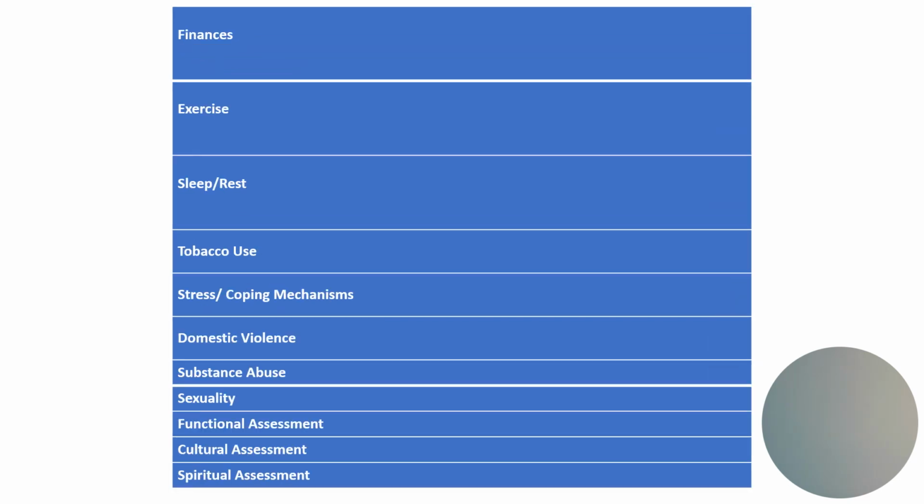We move on to finances, and I'm not asking how much money they make per hour or per year, etc., how much they bring home per paycheck. Basically, we're needing to know, are there any financial needs, or are they financially secure? Are they still being supported by their parents?